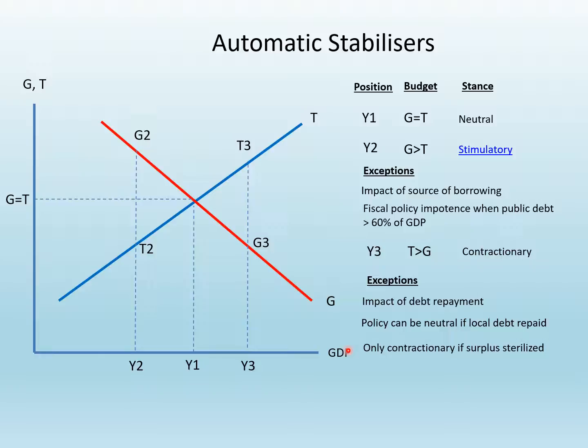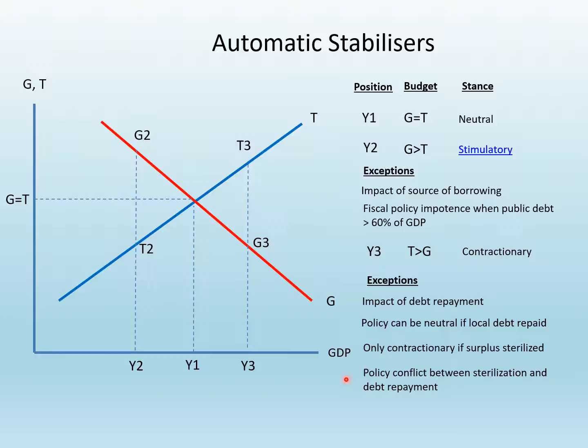So they're different. If you are running a budget surplus and you want it to be contractionary, and you are going to pay back debt to local people, to the local capital market, the local bond market, that can be neutral. The only way you can do that would be to sterilize the surplus. One of the problems is that there's a potential policy conflict between the short-term contractionary policies and the need to sterilize on the one hand, and possibly the need for debt repayment.